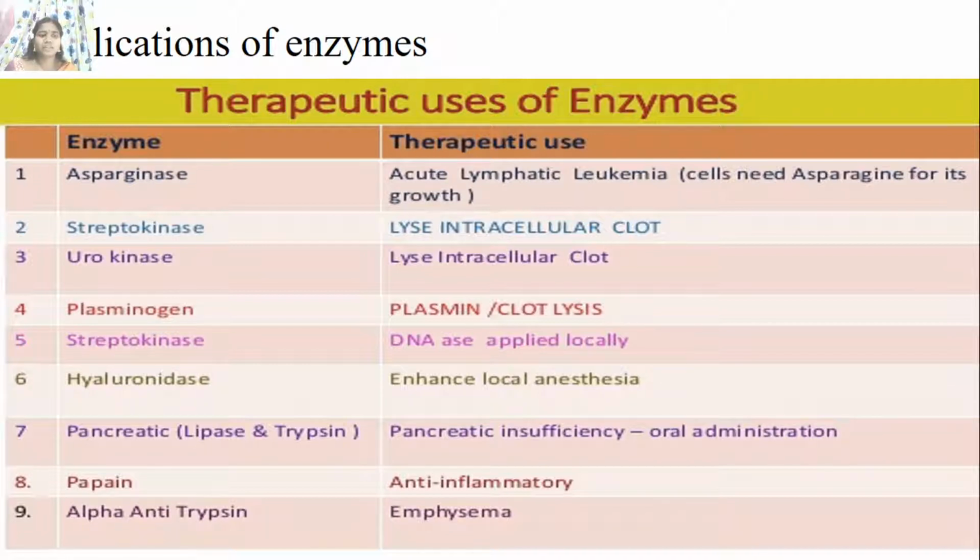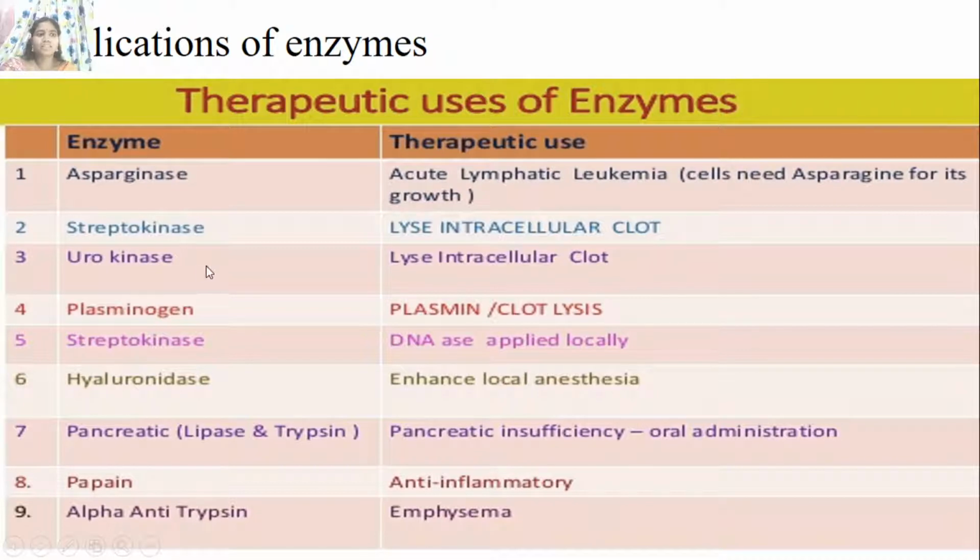In this I have tried to cover almost 9 enzymes. The first one is asparaginase. The therapeutic use of this enzyme is to treat acute lymphotic leukemia. The cells need asparagine for their growth, but in acute lymphotic leukemia, they are made to be deprived of it.